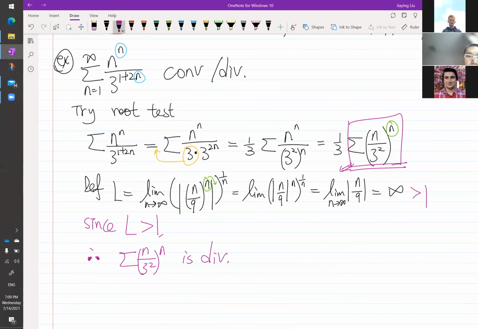And if we multiply by 1/3, therefore, the original one, n to the n over 3 to the 1 plus 2n, which is equal to 1/3 of this divergent series n over 3 squared to the n, is also divergent.